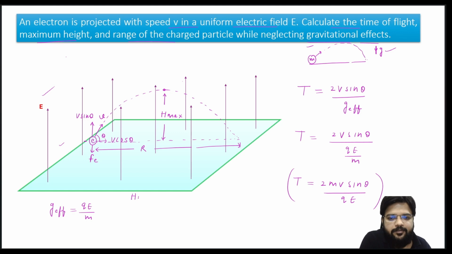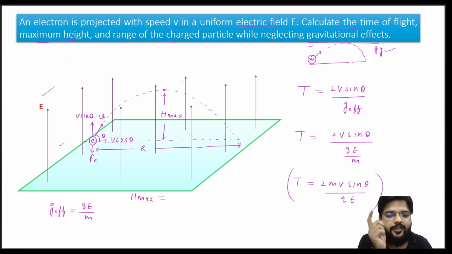For the maximum height, h max equals u square by 2g. This is if I take one particle and throw it in the upward direction with u velocity, then the maximum height of the particle is u square by 2g. This thing we know from the kinematics. But right now in the upward direction we are throwing with v sin theta velocity.